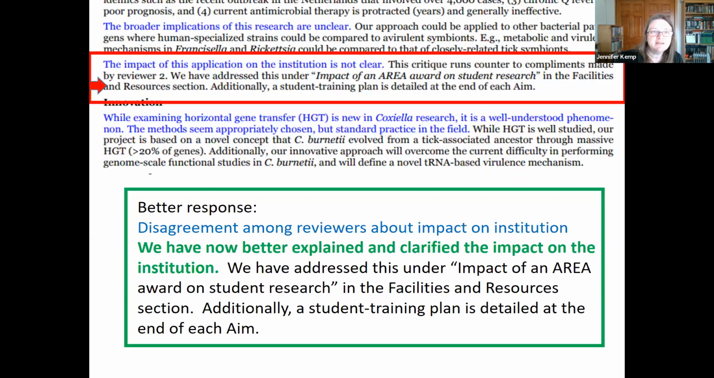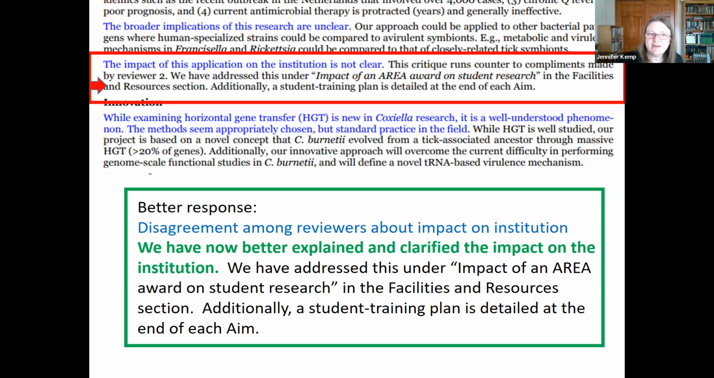So I have taken the liberty of creating a better response, which I would suggest if I was reviewing this for somebody. Instead of saying that in blue here, instead of saying the impact of this application on the institution is not clear, change it around to say there is disagreement among the reviewers about impact on the institution. Okay, so that's a fact. That's not criticizing anyone or sounding surly or testy at all. It's just a fact that reviewers disagreed about the impact.